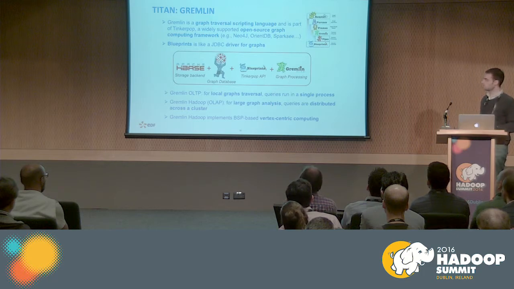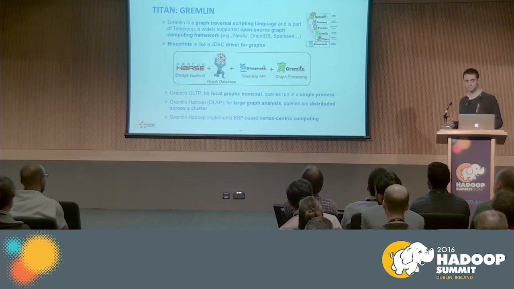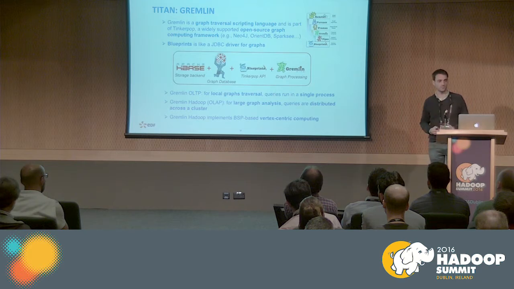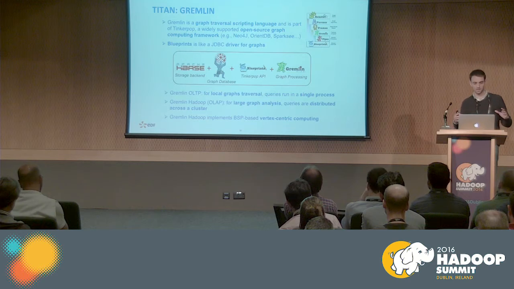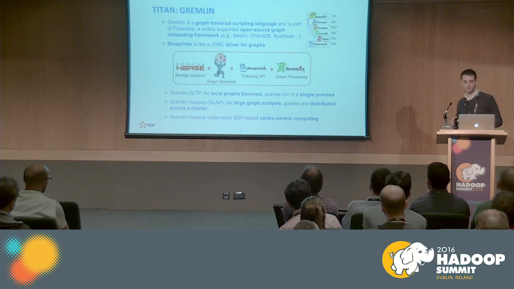So when we consider all the processing chain, we have HBase as a storage backend for vertices and edges. We have Titan as a graph database, and then Blueprints as a driver for connecting Titan and Gremlin together. And finally, Gremlin for processing queries over Titan. And on top of that, we have to keep in mind that Gremlin can perform some local graph traversal with non-distributed queries, or large graph analysis with queries distributed across a cluster.